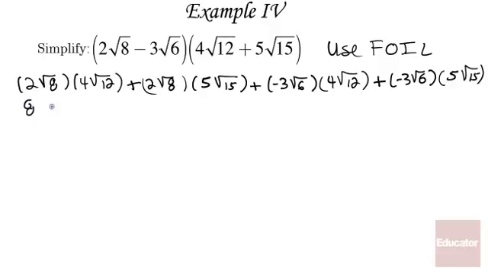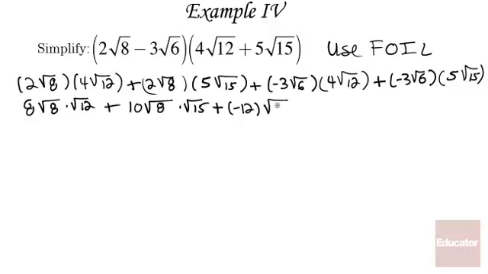2 times 4 is 8. Square root of 8 times the square root of 12, plus 2 times 5 is going to give me 10, times the square root of 8 times the square root of 15, plus, this is going to be negative 12 times the square root of 6 times the square root of 12, plus negative 3 times 5, so it's negative 15, square root of 6 times the square root of 15. So this is a lot to keep track of. Just be very careful and double check along the way.